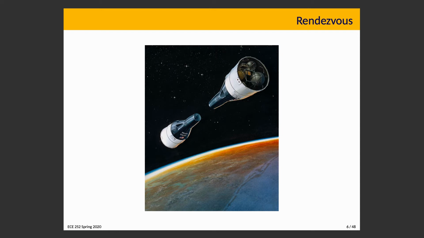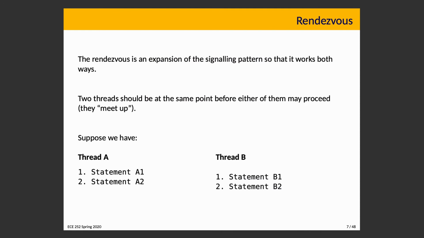This artist rendering of the NASA Gemini spacecraft meeting in space represents rendezvous because they have to meet up at the same point at the same time. Rendezvous in a terrestrial sense is a lot easier. It's much harder with orbital mechanics to get two spacecraft to meet up at the same point at the same time, because they have to be traveling in the same orbit at the same speed. This is something you would know if you've ever tried to do docking in any space simulation game, which maybe you have. So the rendezvous is an expansion of the signaling pattern so that it works for both of them.